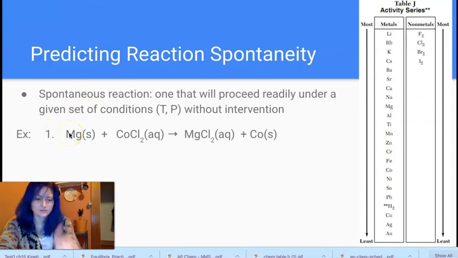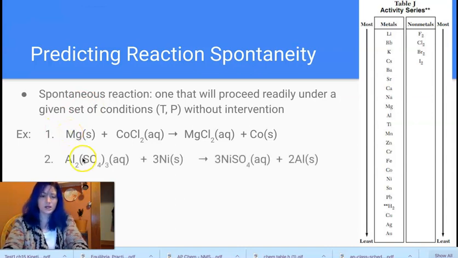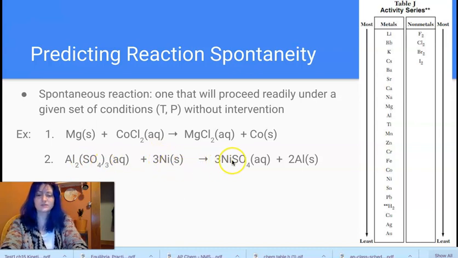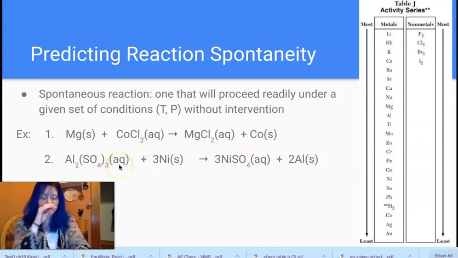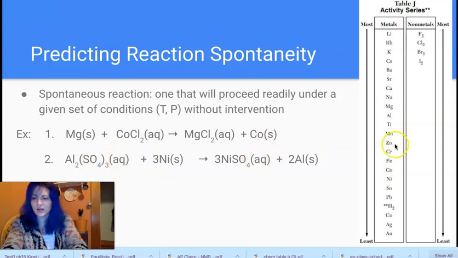So example 1, yes. Example 2, aluminum sulfate and nickel react to form nickel sulfate and aluminum. So we have aluminum and nickel replacing each other with the sulfate compound. Let's take a look over here. You have aluminum and nickel. Aluminum is more active than nickel, so aluminum would rather be in the compound. If we come back to our reaction, aluminum is bonded to sulfate in the reactants. So nickel will not replace aluminum, and this reaction would not proceed because the reactants are actually the preferred state of both of these elements.